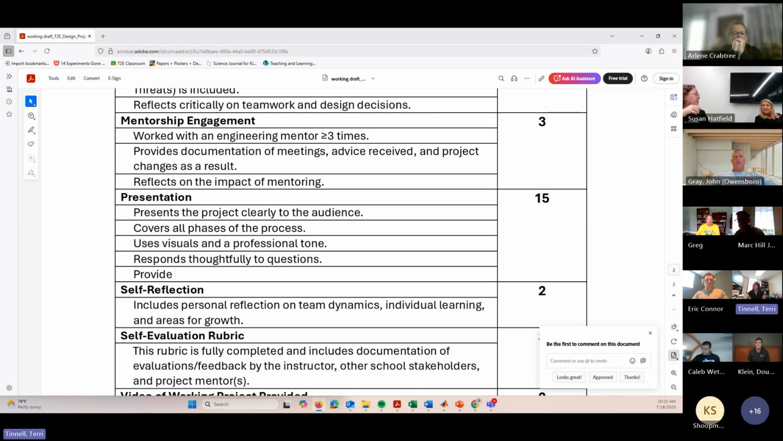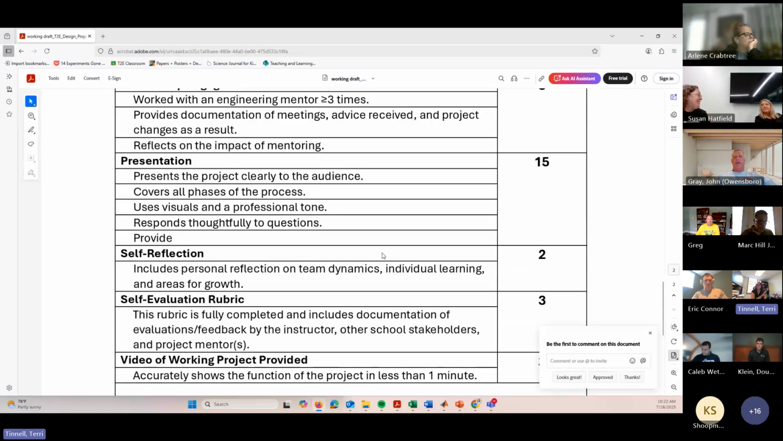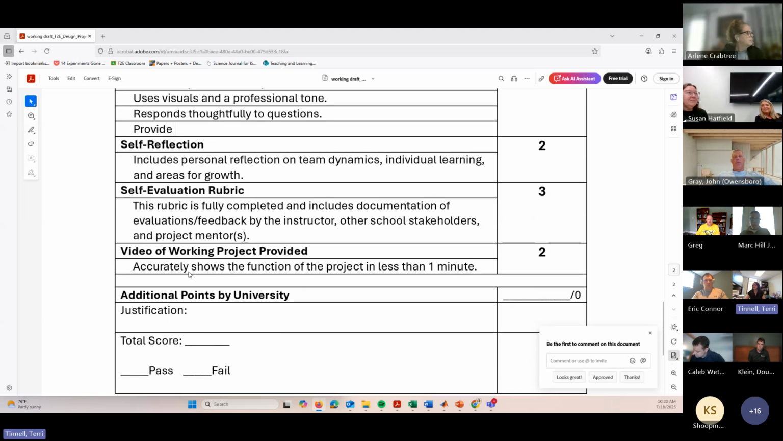looking at, can they present in a way that communicates what their initial intent of design was, and did they achieve that final design? And then all the way down, one of the most helpful things when I was reviewing and evaluating projects this past year was having a working video or a video of your project working. So the students create and provide to us a 1-minute quick video showing us that their project works, and articulating that is really helpful.